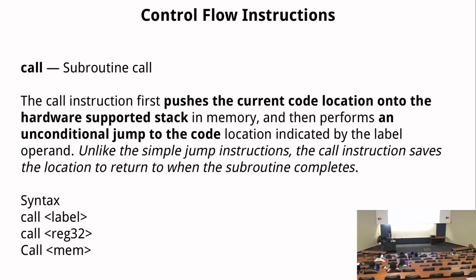In this architecture, x86, the call instruction does two things. It first pushes the current code location to the stack in memory. Let's say you call a function; when it returns back, you are going to execute the instruction after the call, right? So that next instruction's address will be pushed onto the stack. Then it does an unconditional jump to the target, wherever you are calling. If you remember those two operations, it will be much easier to understand how it works.